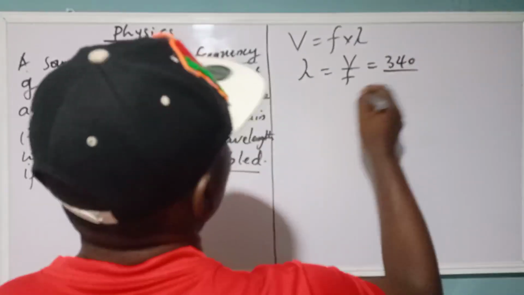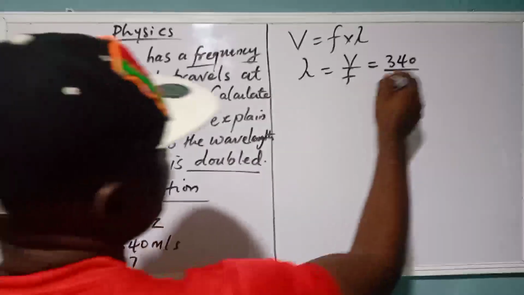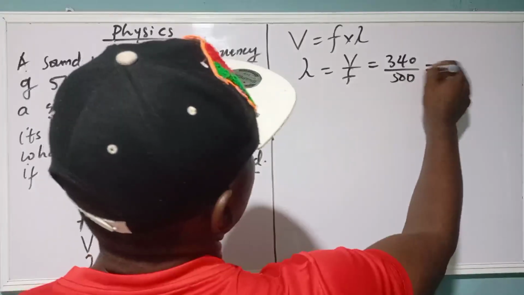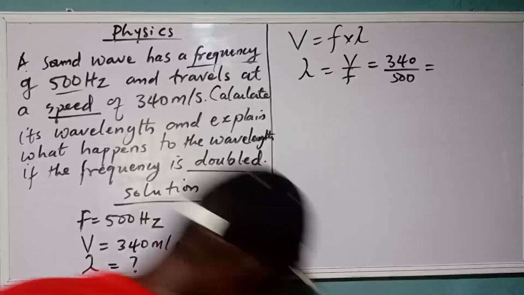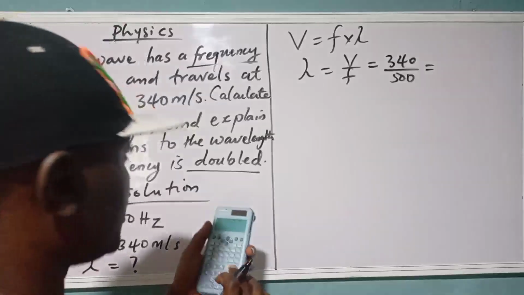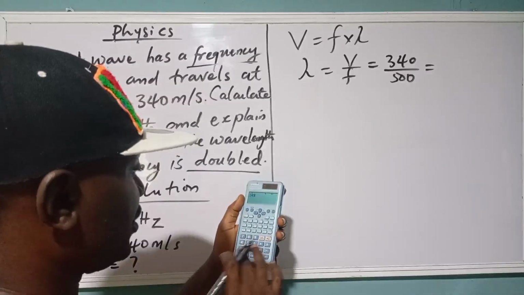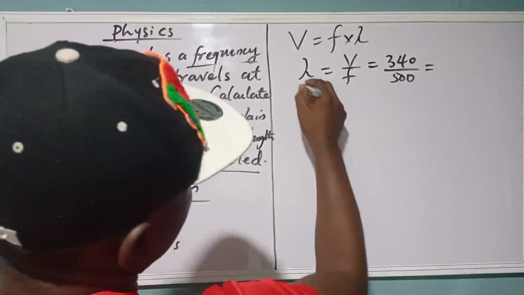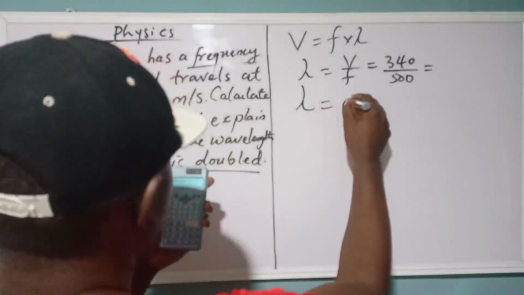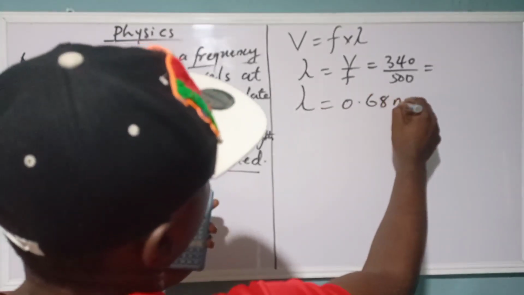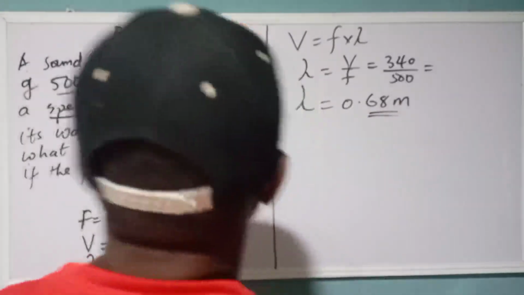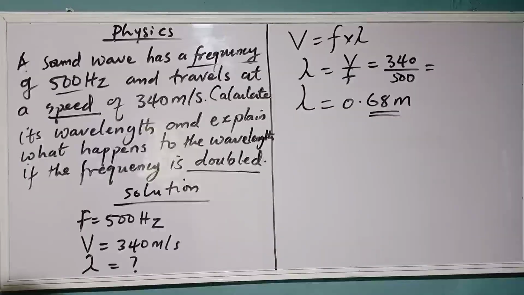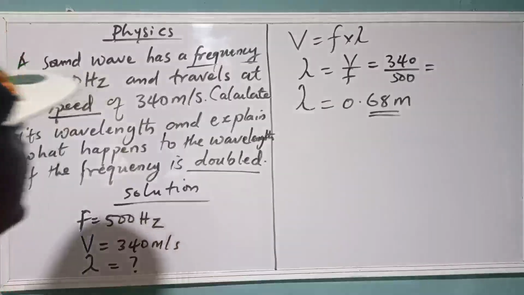340, frequency is 500, then what are we going to have? Let's use our calculator. We are going to have 340 divided by 500. That gives us our lambda to be 0.68 meters. So lambda is measured in meters, right? Okay, that is the first condition settled.